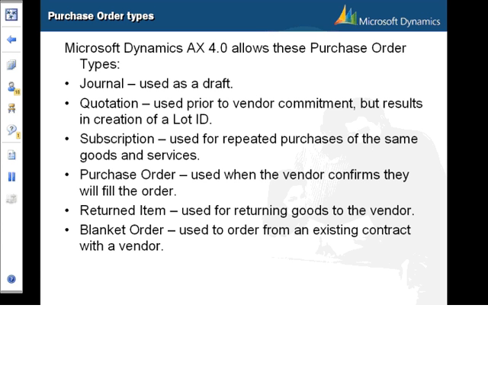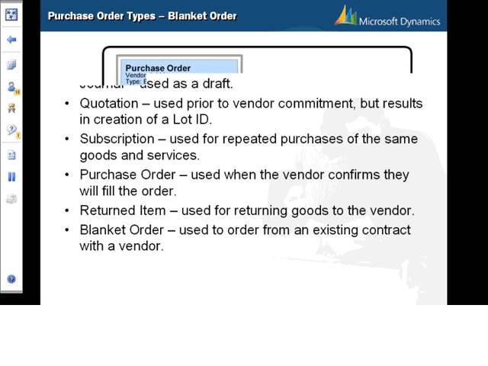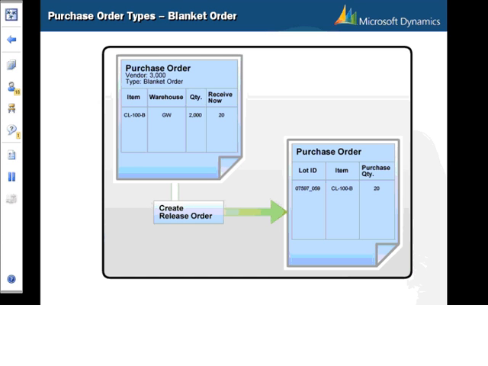And the last type of purchase order is the blanket order. It's used to order from an existing contract with a vendor. Blanket order: this kind of purchase order is used if there is a contract with a vendor and you want to order from the contract. Typically, a company uses a blanket order to receive better pricing conditions, as the blanket order quantity is bigger than on a single purchase order.